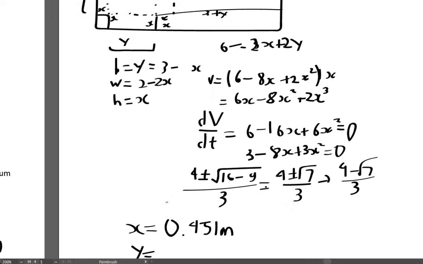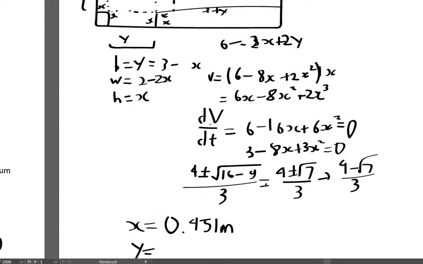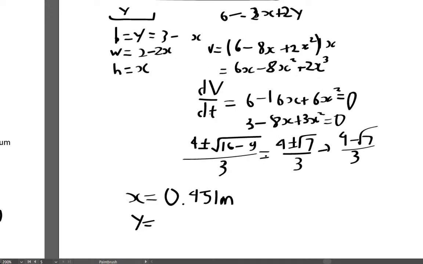The y here is 3 minus x. So 3 subtracted by the answer is 2.55. I think that's the right number of significant figures. Yeah, that's 3 significant figures, I believe. Meters, obviously, don't forget about that.